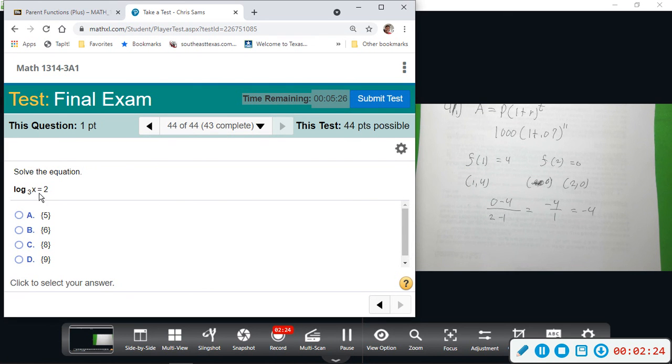And then this last one wants us to solve the log equation. So 3 raised to the second power is 9, which is equal to x. So 3 squared is 9, and that's what x should be. So just B.